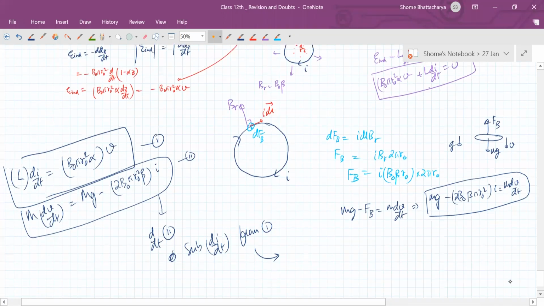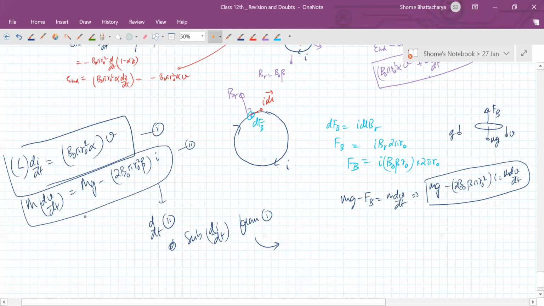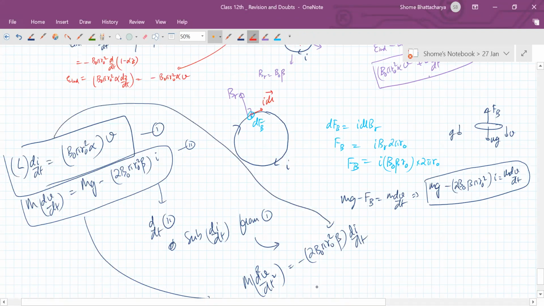Okay, so you'll get your equation of SHM and all. Yes, Ashwin. So here you're getting m d2v by dt square is equal to minus 2 beta pi r naught square B naught into di by dt. And then you plug in this value. So that becomes minus 2 B naught square pi square r naught to the power 4 alpha beta upon L, v.